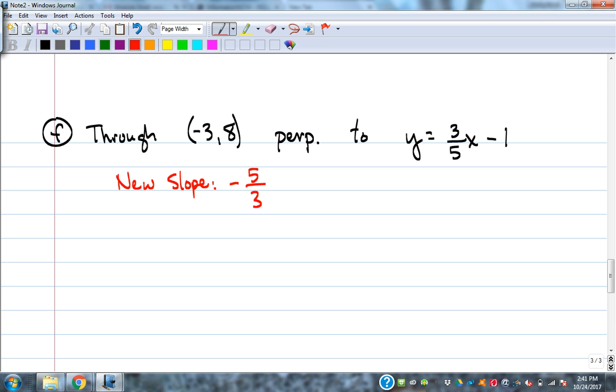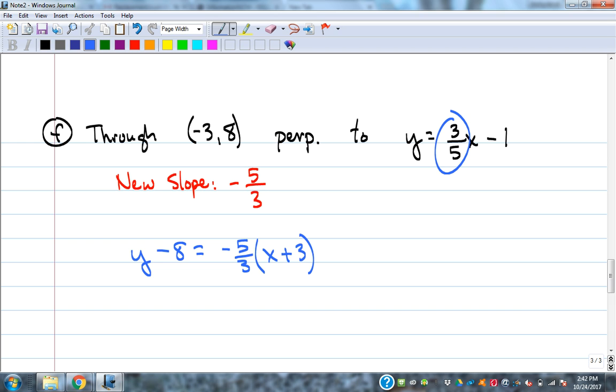Start with point slope form. y minus 8 equals negative 5/3 times x plus 3. Right? Take this slope, flip it over, change the sign. So 5/3, and then make it negative because the original one was positive. It's always the opposite sign for perpendicular.